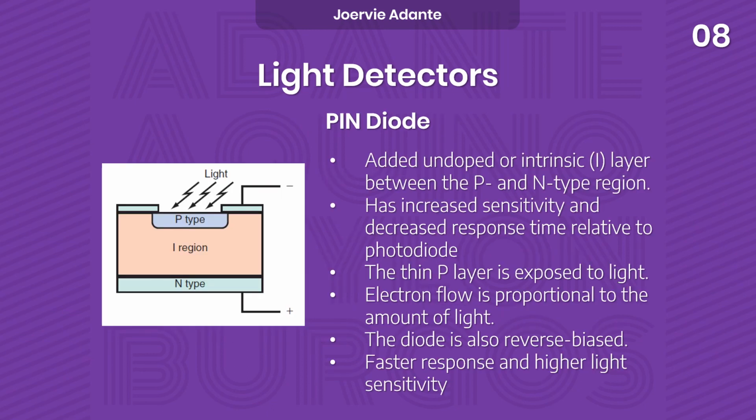The pin diode is an improved p-n junction photodiode with an added undoped or intrinsic layer between the P- and the N-type region. It has increased sensitivity and decreased response time relative to the photodiode. The thin P layer is exposed to light, which penetrates to the junction, causing electron flow proportional to the amount of light. This diode is also reverse biased, significantly faster in response to rapid light pulses of high frequency, and its light sensitivity is far greater than that of an ordinary photodiode.